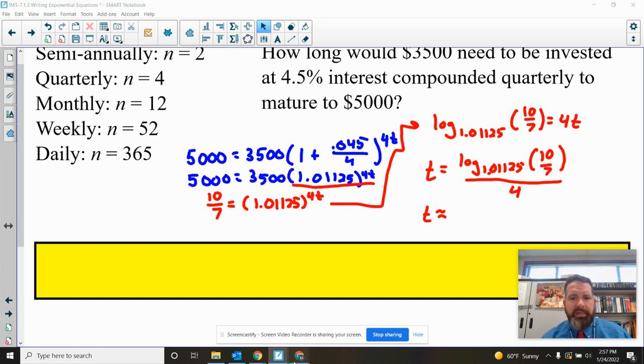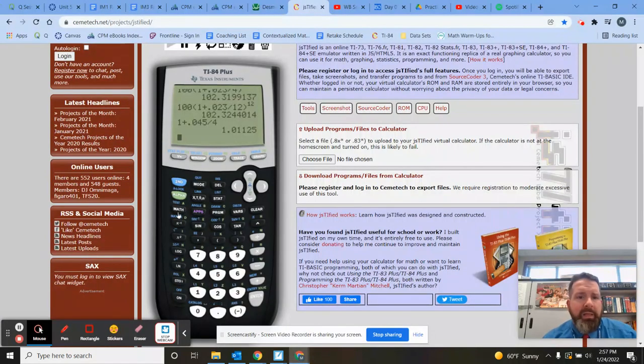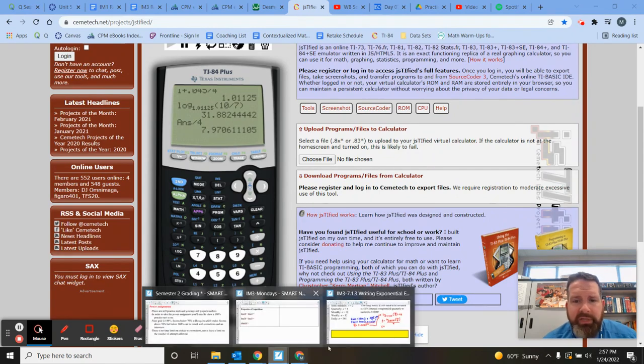So once again, I'm going to pull my calculator back up. Choose my log base 1.01125 of 10 divided by 7. So this is just the log, and then I want to divide that by 4. It's going to take about 8 years, 7.97 years.